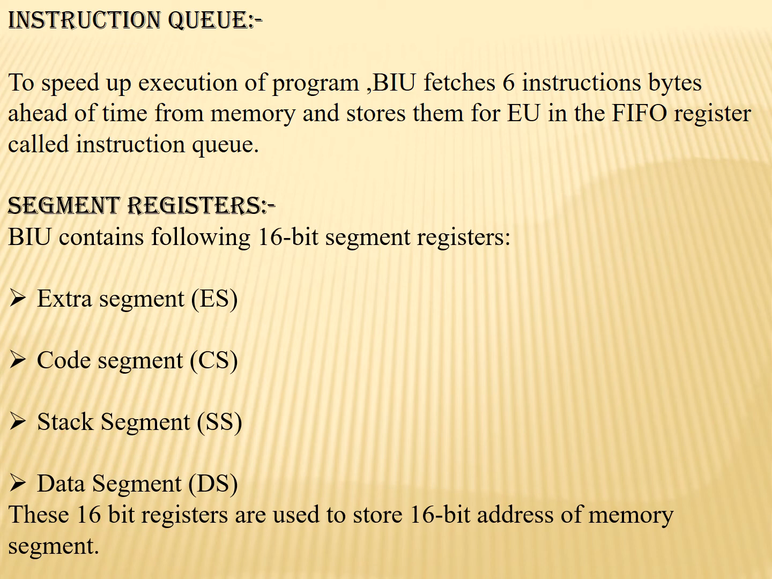So we know within 64 KB of memory, it is bifurcated into 4 parts: extra segment, code segment, stack segment and data segment. The two main segments needed for the execution part of the program are the code segment and the data segment.